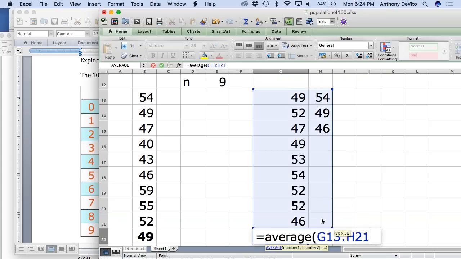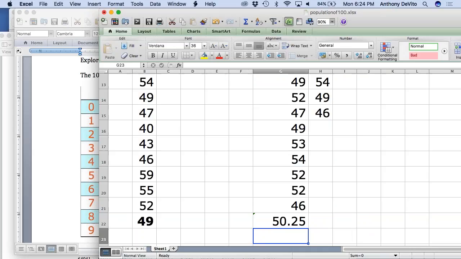I think it should ignore the empties. Yeah, it comes up to 50.25, pretty close to what the population mean was. Now notice, individually, they're not that close, right? We got values as low as 46 and as high as 53. So individually, they're not that close, but the average of repeated samples over and over again is.